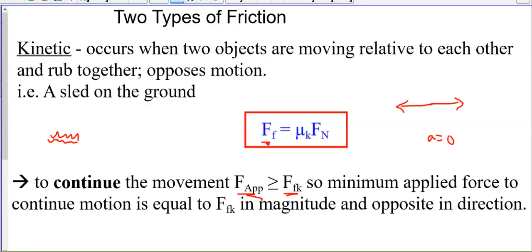If you take your foot off the gas pedal, well, then all you'd have is your friction. And at that point, you would start to slow down until you come to a stop. So just to keep things moving, your applied force has to be at least equal to your force of kinetic friction.